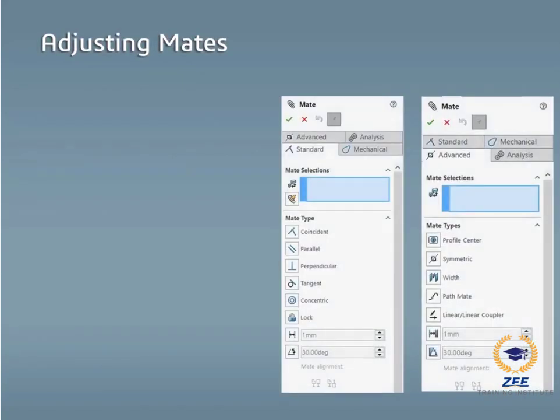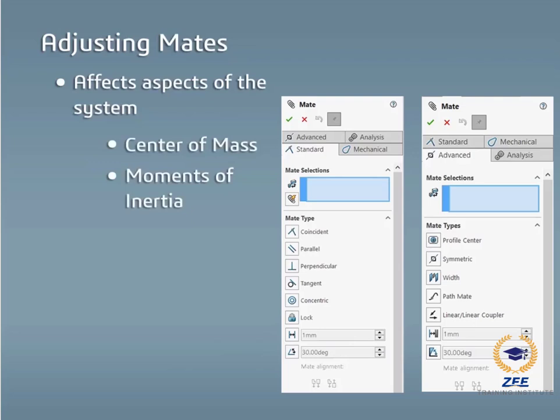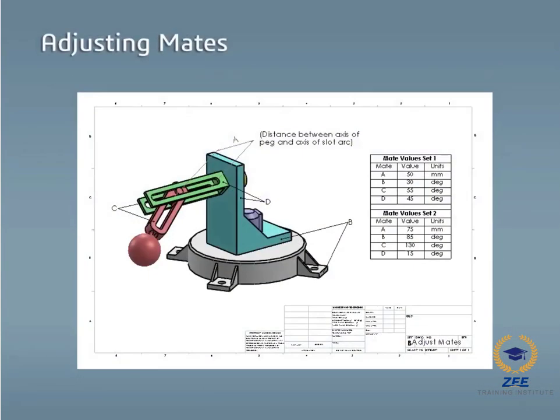SolidWorks leverages different mate types to fully define an assembly. Many of these mates have numerical callouts that adjust different component positions and orientations, such as distance mates, angle mates, and more advanced mates such as limit mates. Adjusting these mates can affect aspects of the system, such as the center of mass and moment of inertia. Evaluating the mates becomes a critical process in understanding how the assembly functions mechanically, which can potentially adjust the design of components to meet a specification.